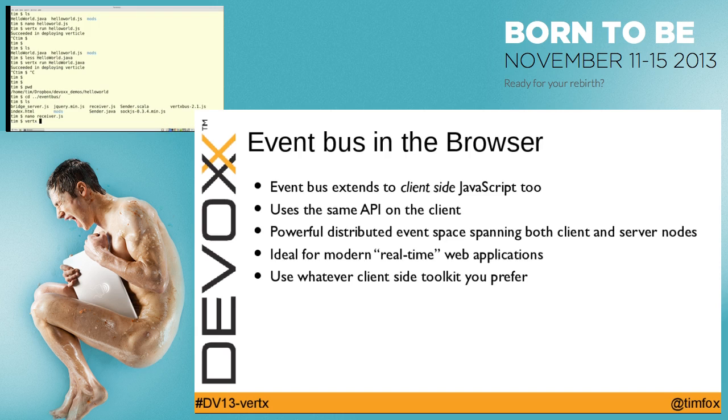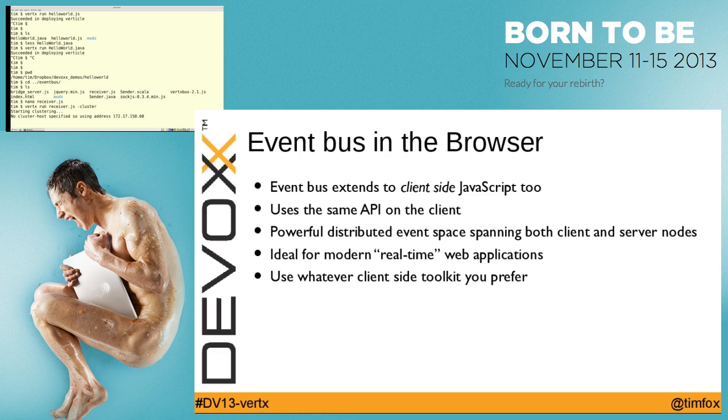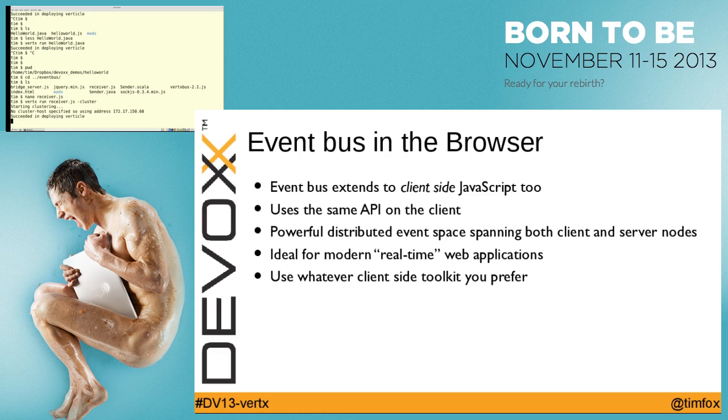So we run vertx run receiver.js. Now this time, I'm going to add the cluster flag. What that's telling Vert.x is, if any other Vert.x instances subsequently appear on the network, I want you to talk to each other. So you form this big address space.